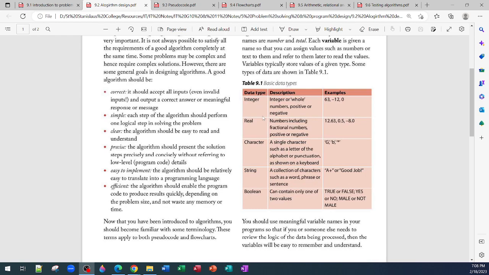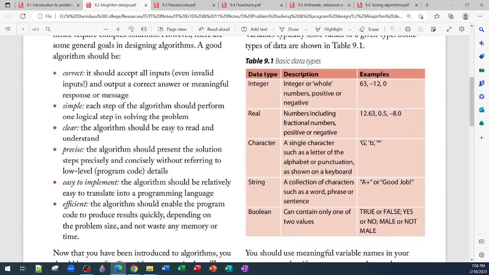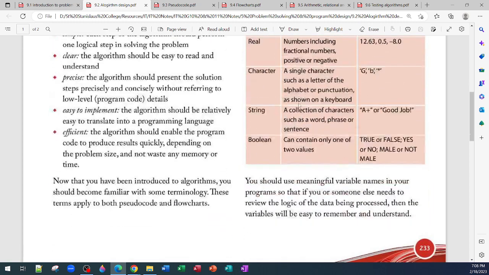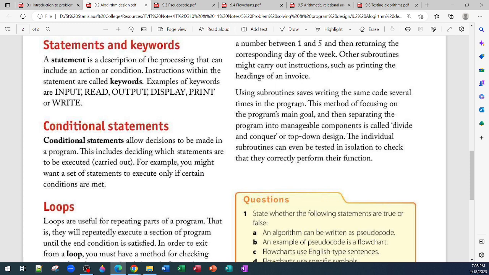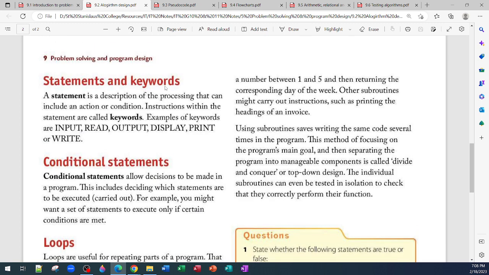Variables have certain types, just like how you guys have types. So we have integer, we have real, we have character, we have string, we have boolean. So it's important to remember what are the characteristics of each type. Each type is different, each type is special. So integer is only whole numbers, real has fractional numbers, character is one character, string is multiple, boolean is only two options.